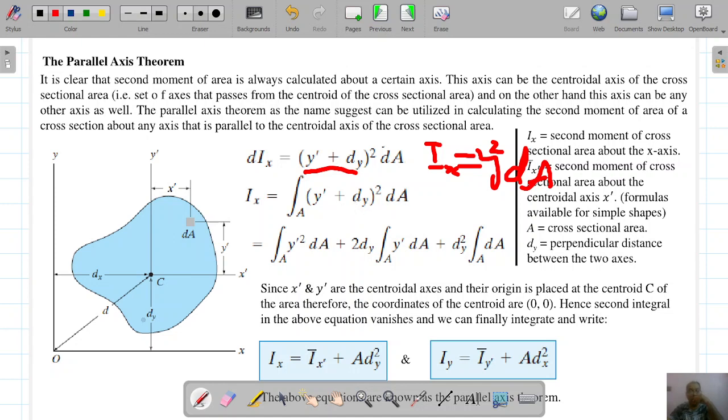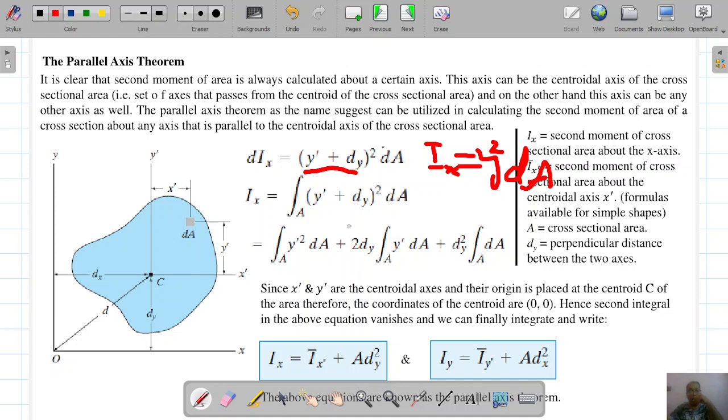If you look at it, this is (y' plus dy) the whole square times dA. When we expand it through the formula of (a plus b) the whole square, it becomes y' square, plus 2 dy times the integral of y' dA, plus dy square times the integral of dA. We have expanded it very easily.